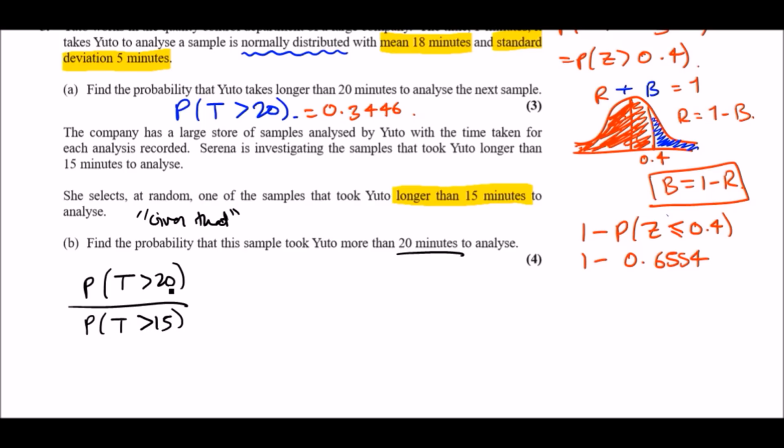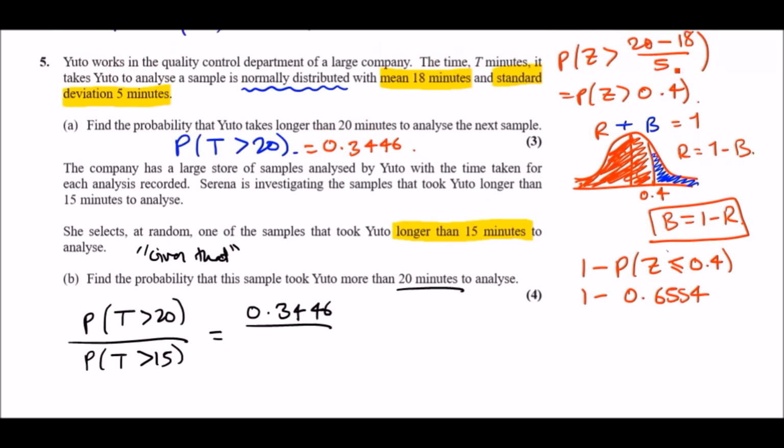We already solved the first one, we already had 0.3446. Now we just work out the z value of this one and pop it back in. Same thing applies, just like you did earlier: the probability of t greater than 15 will be z greater than 15 minus the mean over the standard deviation, which was 5.